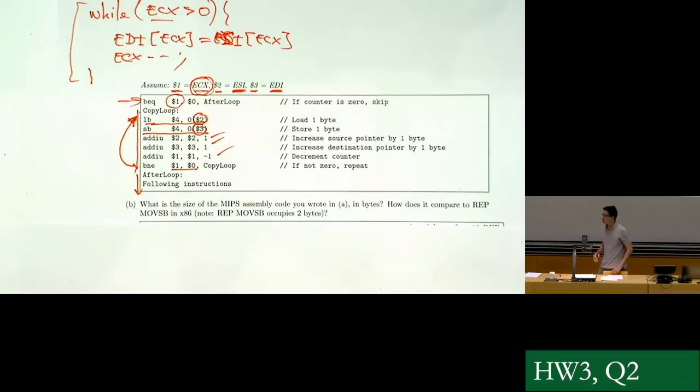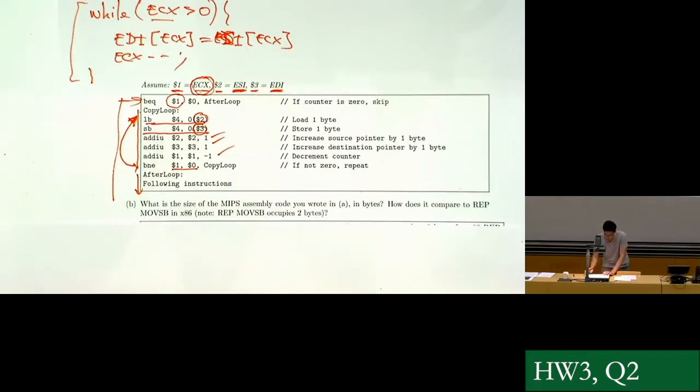In this second part of the exercise, it says, what is the size of the MIPS assembly code you wrote in A in bytes? How does it compare to rep movsb? And it says, note, rep movsb occupies 2 bytes. So this Intel x86 instruction occupies 2 bytes. And the question is, how many bytes does this code that we have just written occupy in memory?